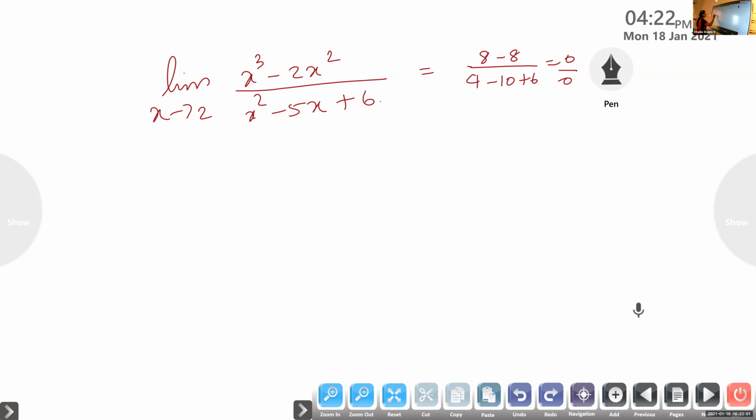So we can write like this. Limit x tending to 2, we can take one x square outside. So it is x minus 2, isn't it? Denominator we have to factorize. Factorization of a quadratic polynomial. Product is 6, and sum is negative 5.